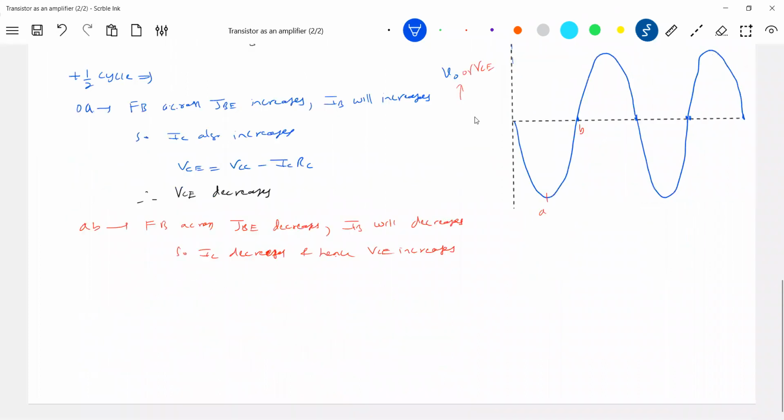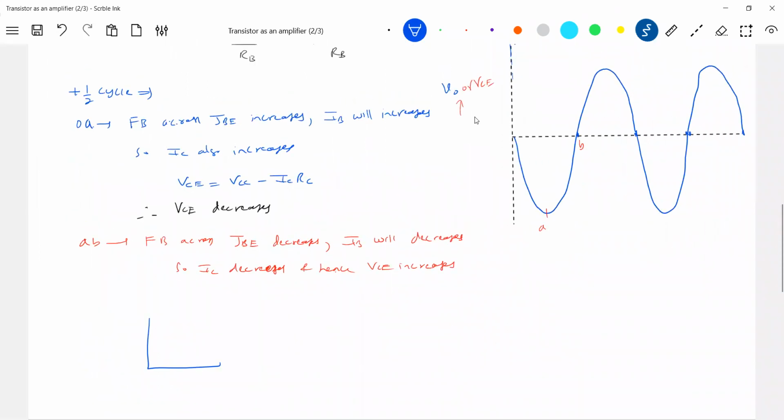So how is the block diagram for the CE amplifier, the common emitter amplifier? If you give a small input signal, it will produce a large output signal. Then we'll get a large output signal, and it will be out of phase. Frequency will remain the same. Please don't think that the frequency also changes.